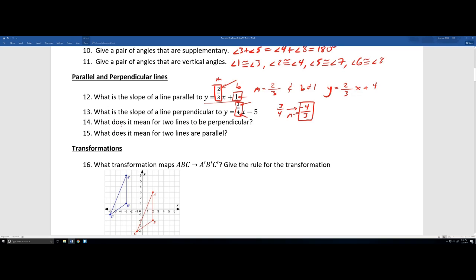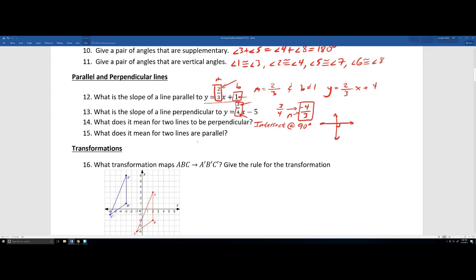All right, number 14, what does it mean for two lines to be perpendicular? Well, they would have to intersect at 90 degrees. So if they were to cross one another, it has to be looking like something like that. Of course, it could be rotated a bit, but it would look something like that.